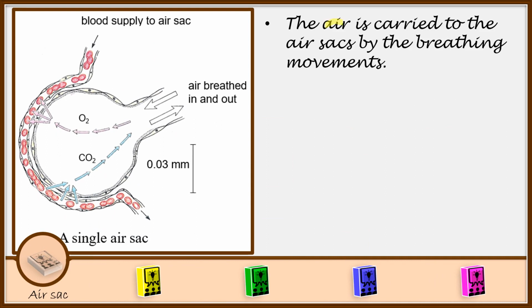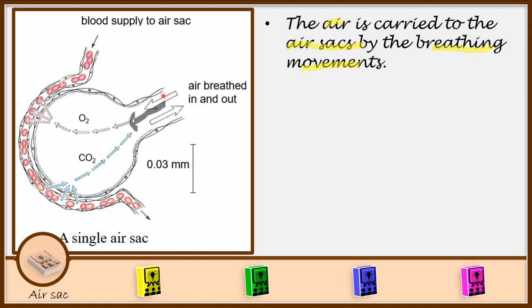Air is carried to the air sacs by the breathing movement. Now this one here is our single air sac. If we remove a single air sac, this is how it looks. Air enters the air sacs by the movement of breathing in. So when we breathe in and breathe out, air enters and then air also goes out.